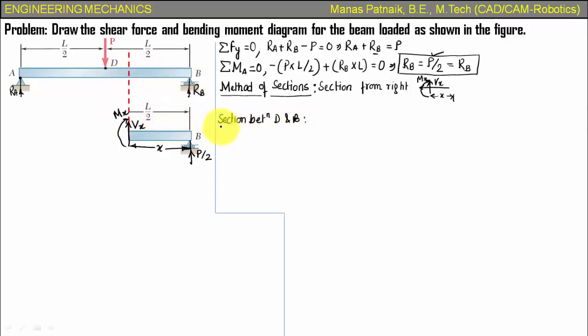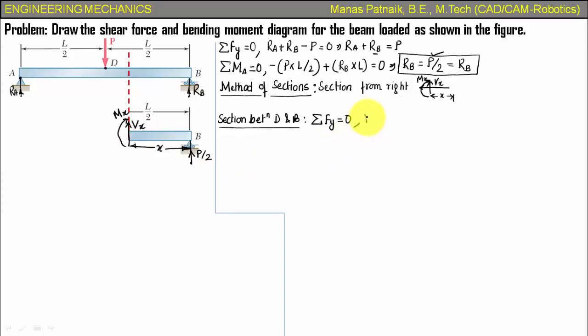Okay, let's do the analysis. Now let's apply the static equations of equilibrium for this portion of the beam. Okay, now first of all, I'm going to go ahead and use this summation of all the forces in y direction. Okay, because only forces in vertical direction are responsible for creating shear forces. All right. So how many forces are we to deal with? We have to deal with Vx, we have to deal with P by 2.